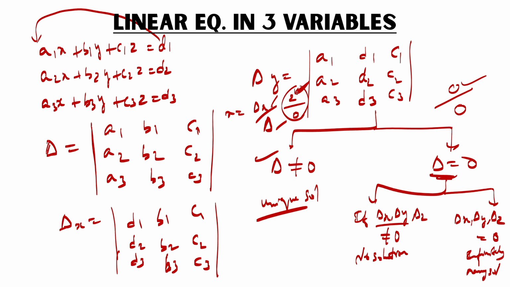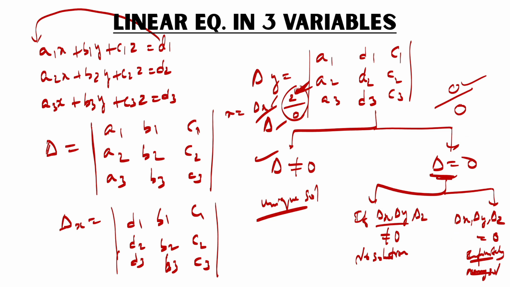So any number, a natural number, when its denominator is 0 is undefined, and in the 0 by 0 case there will be infinitely many solutions. Please remember this, we are going to apply this now.